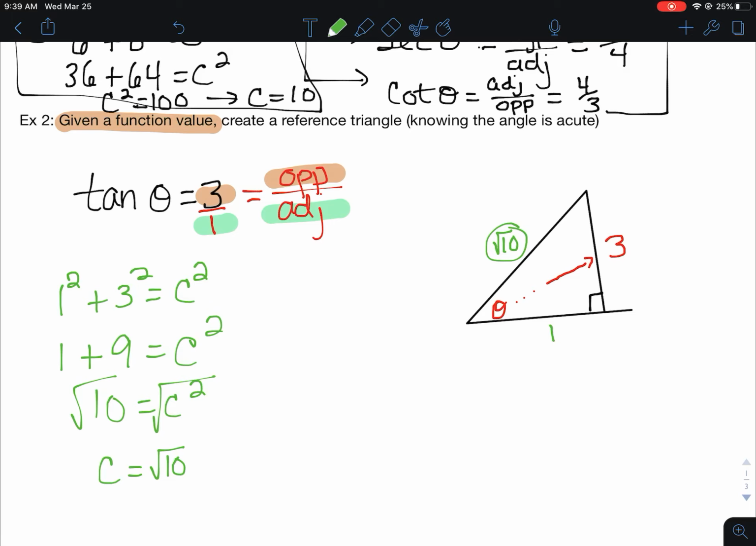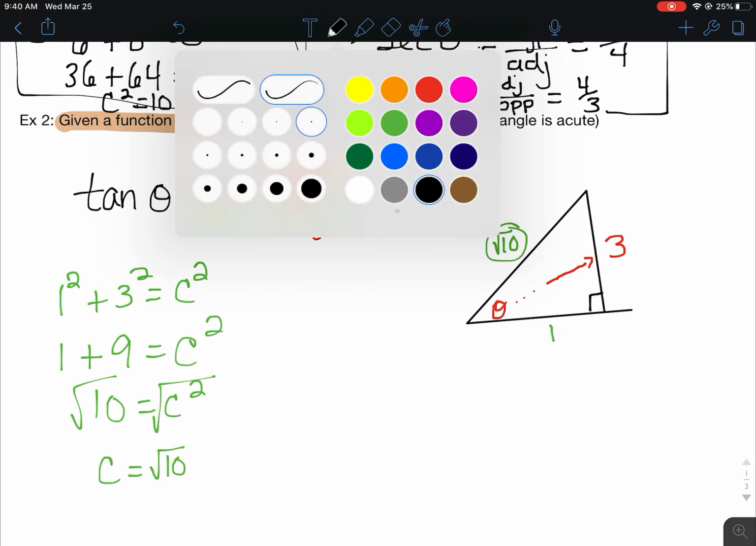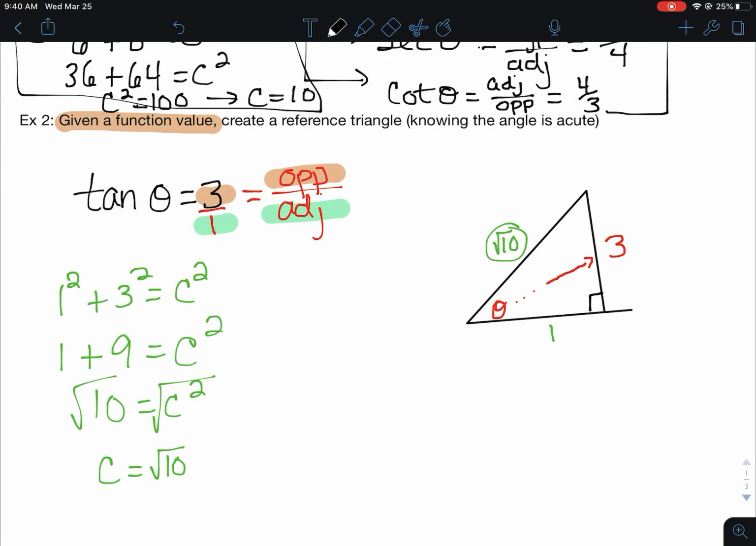That doesn't simplify to anything. Sorry, 10 is not a perfect square, so it doesn't simplify down nicely. We want to leave those exact, so I'm going to leave it as the square root of 10. And just remember, when we do our calculations, we might have to rationalize some denominators here. So we already know tangent, but now we can go and find the sine of theta.